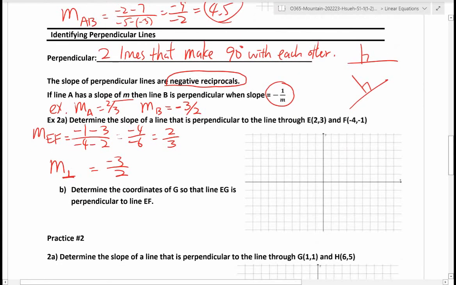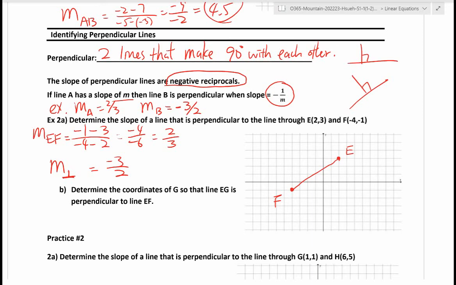Okay, so let's actually plot the points here. (2, 3) is here, so that's E. F is -4, 1, 2, 3, 4, and -1, that's right here. Here's F. So there is our line, EF.